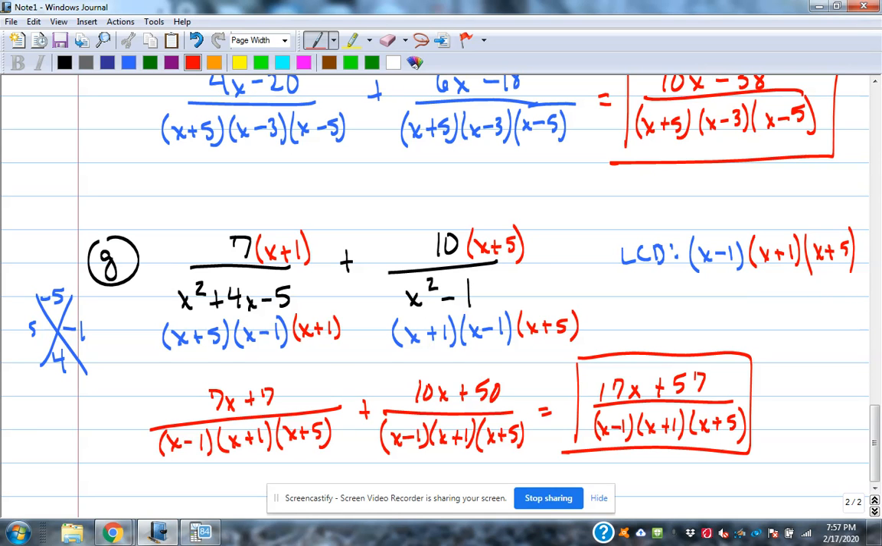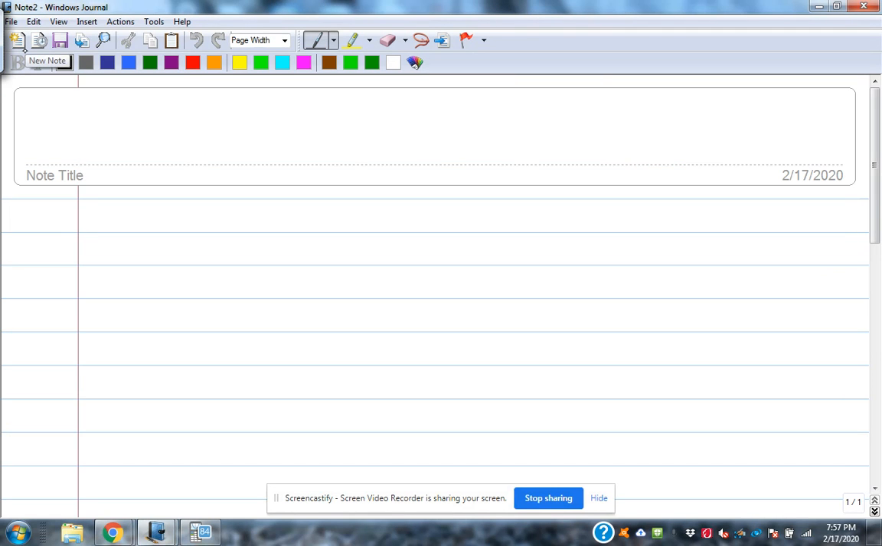Getting a common denominator is key to adding and subtracting. It's also key to solving equations. This is what we're going to do next. Okay? Solving equations and adding, subtracting, same rules. We just got a little bit more to deal with. Okay, so let's hop in to section 1.6.